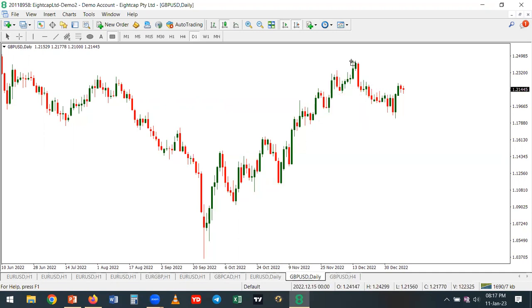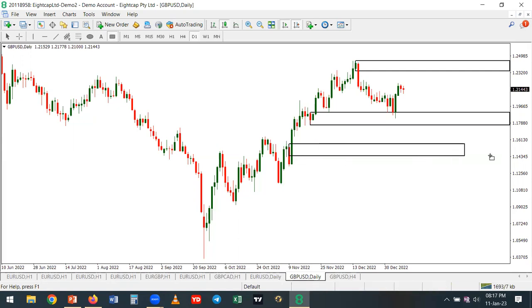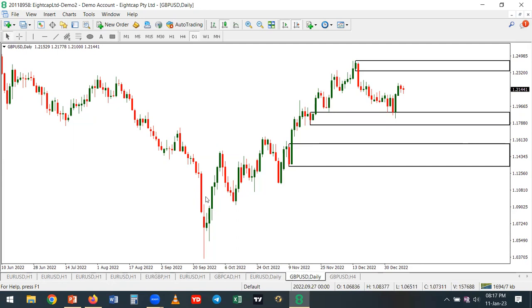So quickly, I will be identifying the order blocks on this chart. This is on my daily time frame. I'll try to identify these order blocks on this chart. Then when I'm done with identifying these order blocks on the daily time frame, I'll come over to 4 hours time frame, see how I can also refine these order blocks on 4 hours time frame. Okay. These are the order blocks I have here for now.